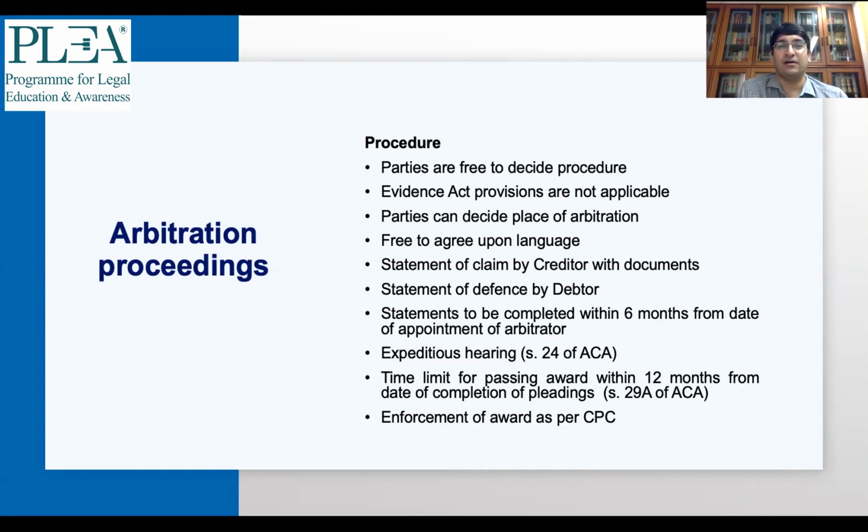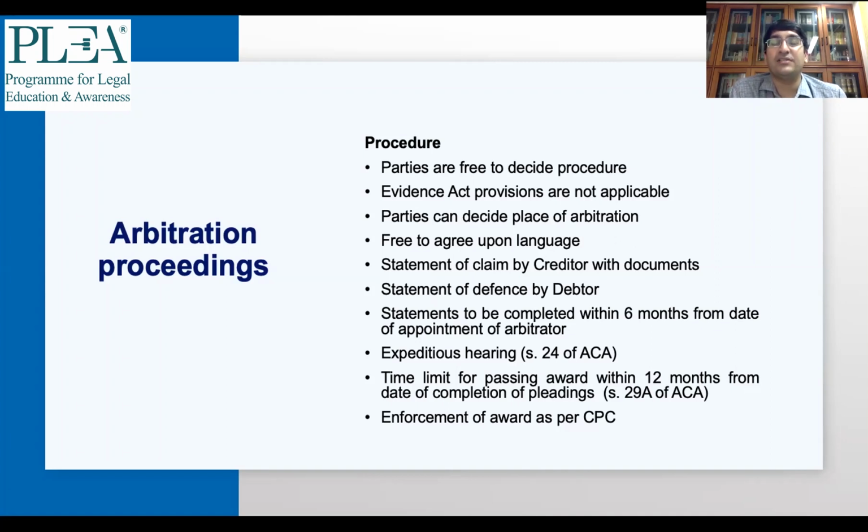And as I said, there will be a procedure. First, a statement of claim with documents will be filed by the creditor. There will be a statement of defense. Now, one important and good thing is that in 2018, certain significant amendments were made in the Arbitration Act, and time limits have been given, which say that these statements of claim and defense are to be filed within 6 months from the date of appointment of the arbitrator. Then the arbitrator should try for an expeditious hearing.